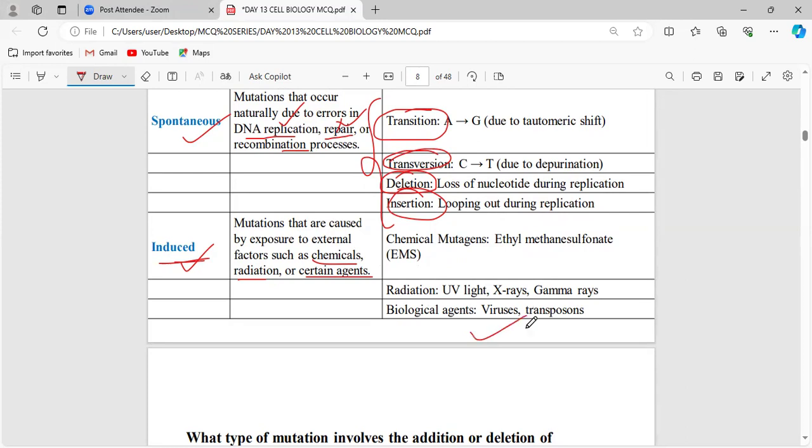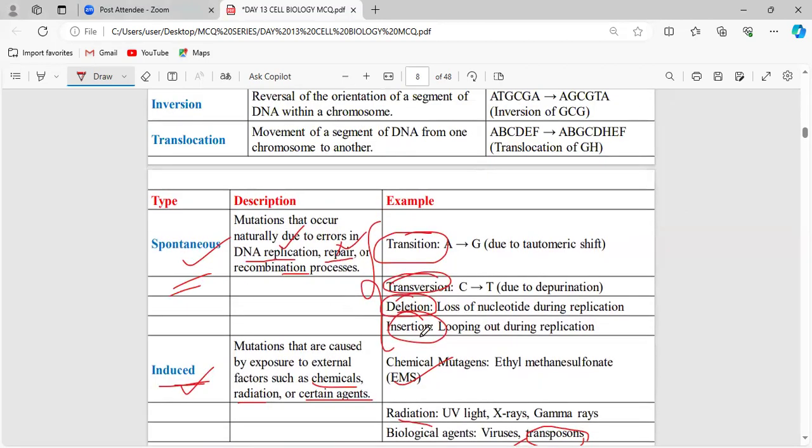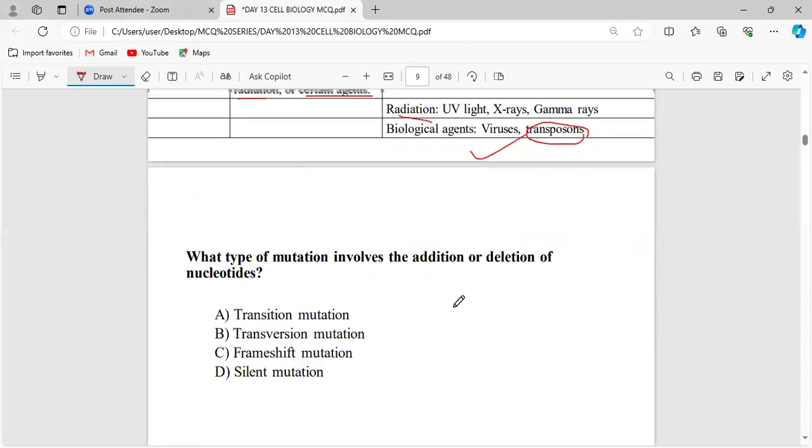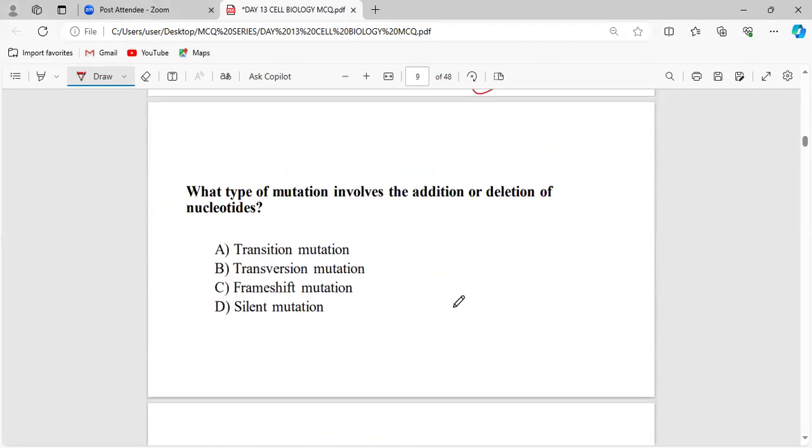All the biological agents, transposons, that is jumping genes, radiation, UV light, X-rays and gamma rays, the chemical mutagens, that is chemicals and carcinogenic agents: these are external factors which induce the mutation. In spontaneous mutation, there is no external factor. It occurs by itself. This is the difference between spontaneous mutation and induced mutation.